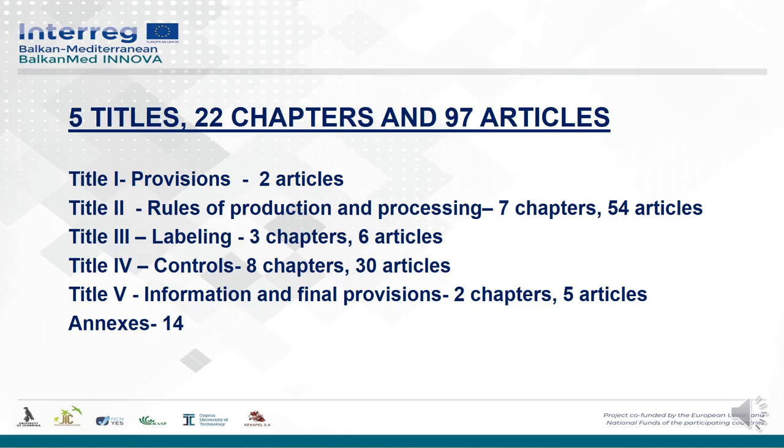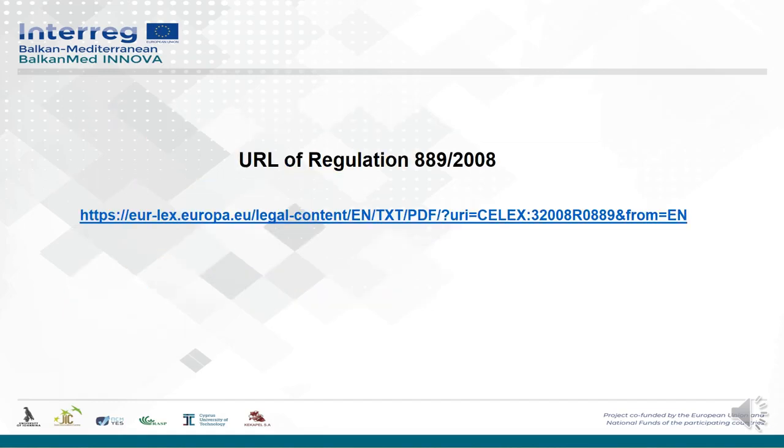We'll continue with the first title and second title, Provisions and Rules of Production and Processing. Here you have the link, or the URL, where you can find and download the regulation.